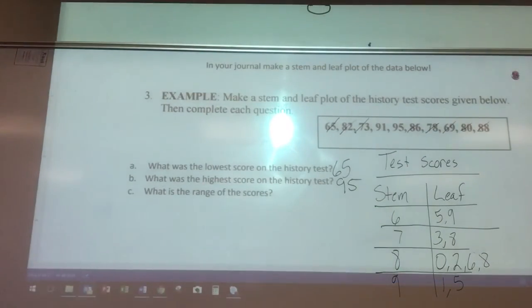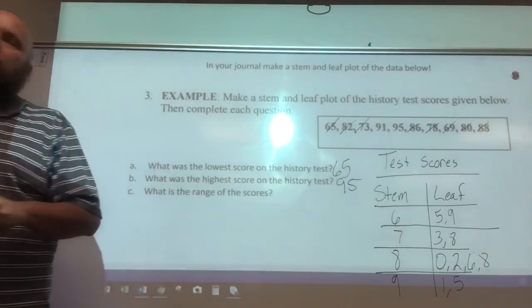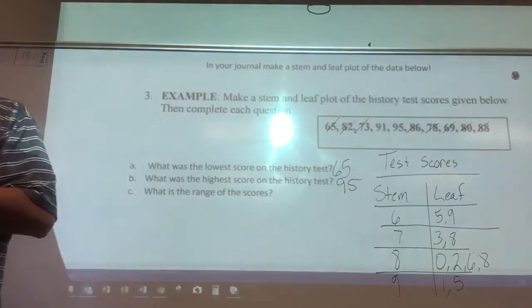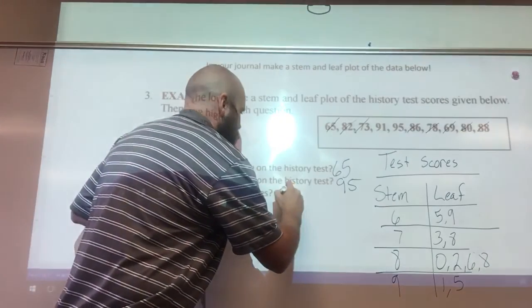And what was the range? Remember, range. We take the biggest number, which we just found out was 95, subtract the smallest number, which we just found out was 65. So what is the range? Ashley. 30. Our range is 30.